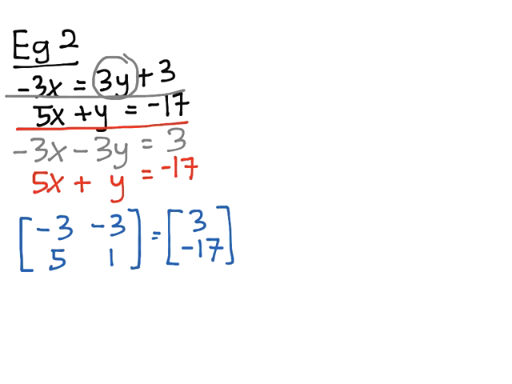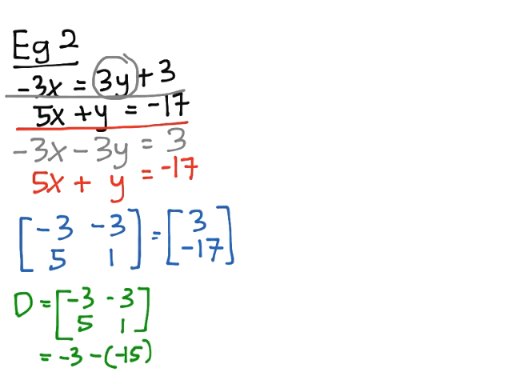So do the same thing. To come up with the first value, we need the D value. So for D, just take the first matrix. So we have here negative 3, 5 with 1. Apply the rule of AD minus BC to come up with the value. So AD is negative 3 multiply 1, minus BC, which is negative 3 multiply 5, so we have negative 15. So negative 3 minus negative 15, we will have positive 12. So that is our D value.